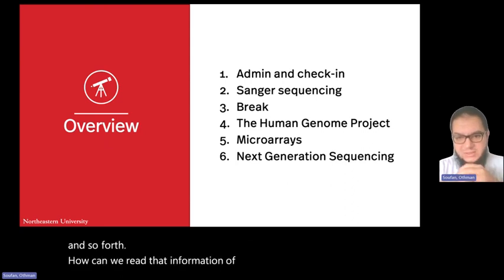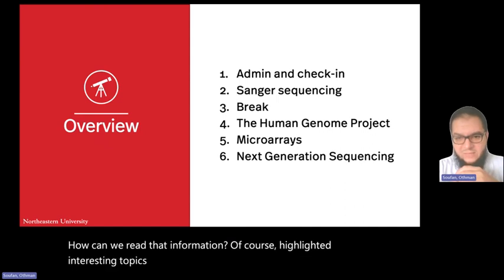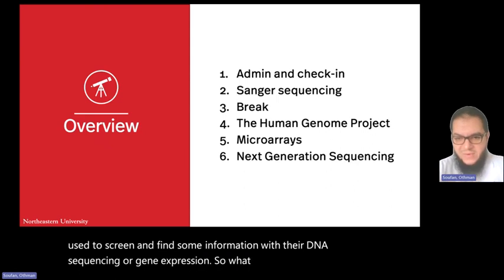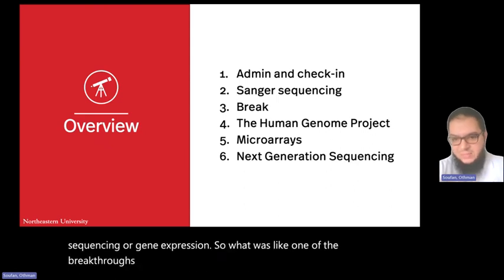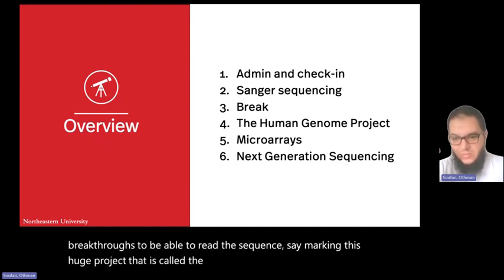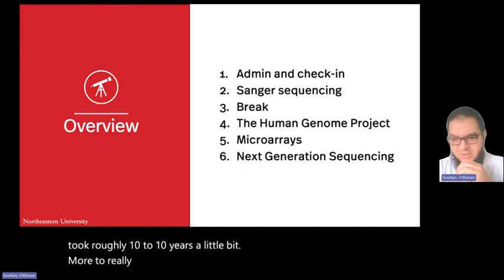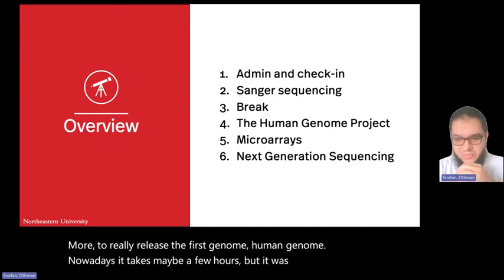We, of course, highlighted interesting topics on fluorescence and how these ideas can be used to screen and find some information, whether it's DNA sequencing or gene expression. So what was one of the breakthroughs to be able to read the sequence, marking this huge project called the Human Genome Project, that took roughly 10 years, a little bit more, to really release the first human genome. Nowadays, it takes maybe a few hours, but it was such a big breakthrough.